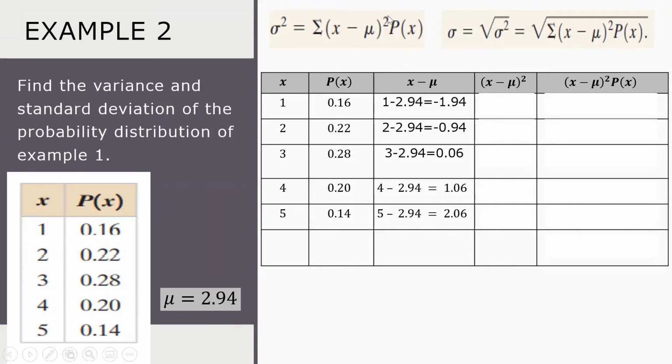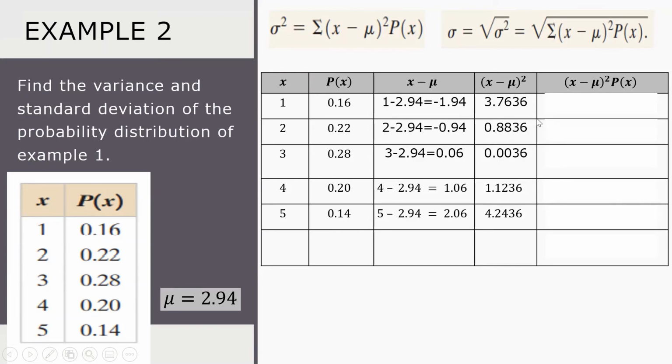Next, the formula says that we need to square x minus the mean. So we're going to multiply x minus the mean by itself. That is negative 1.94 times negative 1.94, which is 3.7636. Same, negative 0.94 times negative 0.94 is 0.8836. Do the same up to the last entry. That is 2.06 times 2.06, which is 4.2436.